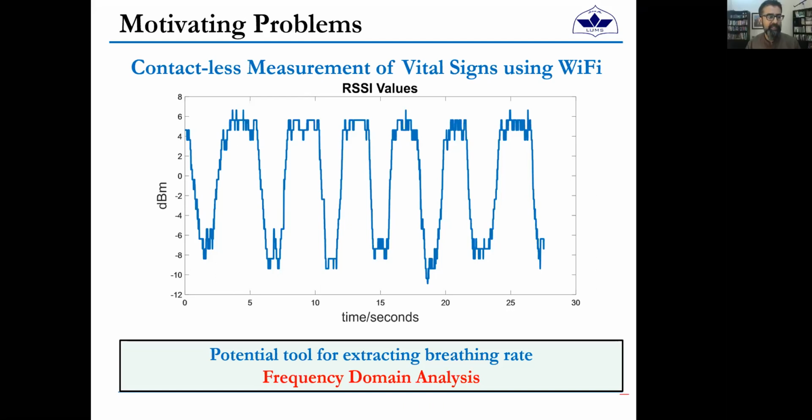Excellent. You've hit the nail at exactly the right spot. So it has to do something with frequency. You need to separate some frequencies out and do some sort of frequency analysis, right? So that's where we're headed.